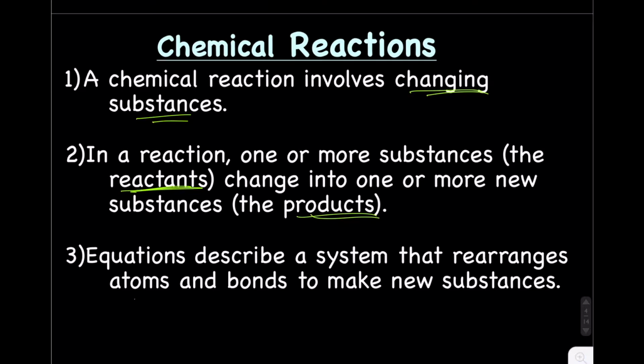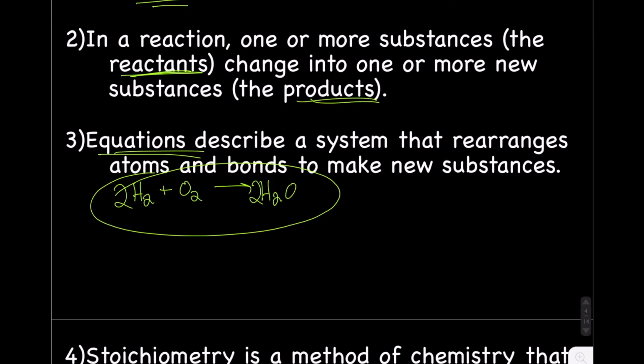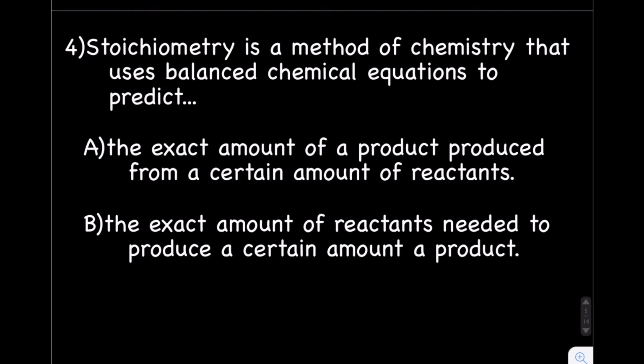So for example, H2 plus O2 producing H2O, which means, and we need a 2 here and a 2 here. Okay, so what I wrote down is the equation. The reaction is the process of hydrogen molecules and oxygen molecules getting together and making a water molecule. So this is how stoichiometry and reactions go together.